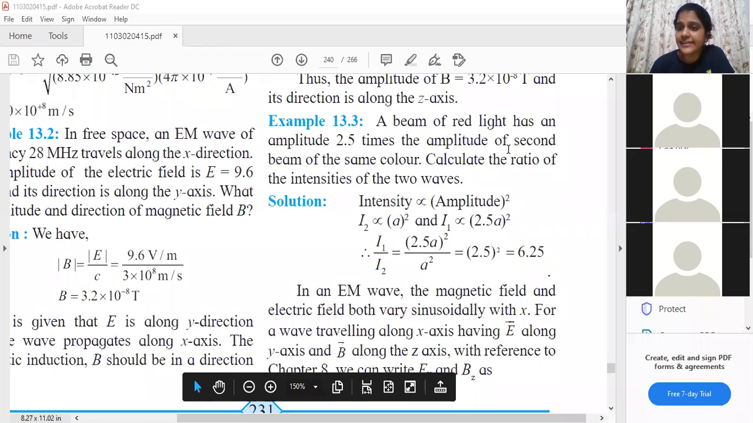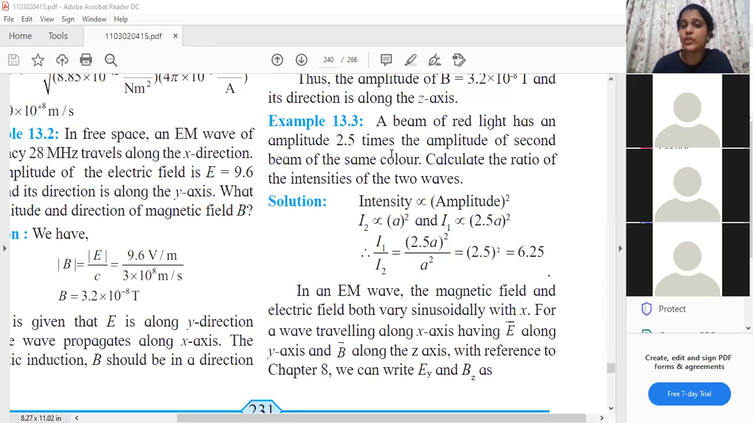A beam of red light has an amplitude 2.5 times the amplitude of a second beam of the same color. So I have two beams of red light with me. One of them has, suppose, amplitude A. The other one has an amplitude 2.5 times the first one. So your A1 is A and A2 is 2.5 A. I hope you are understanding.